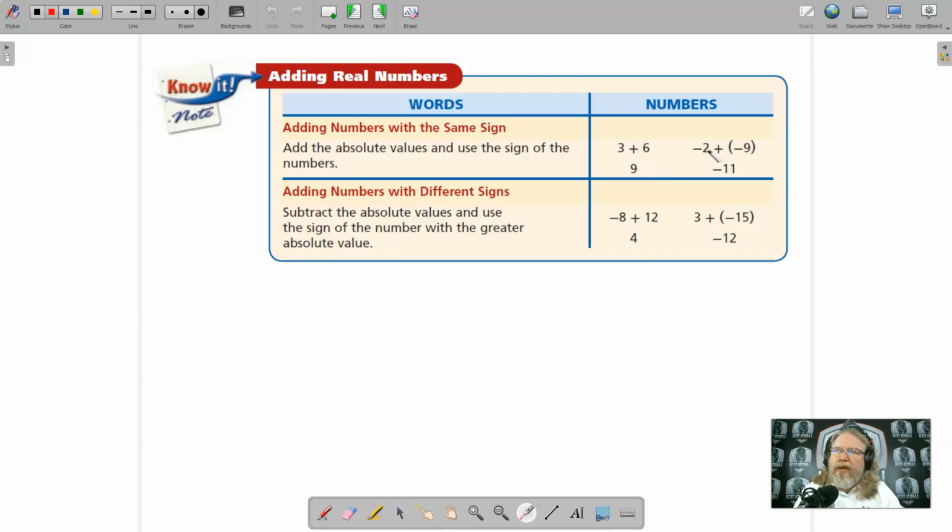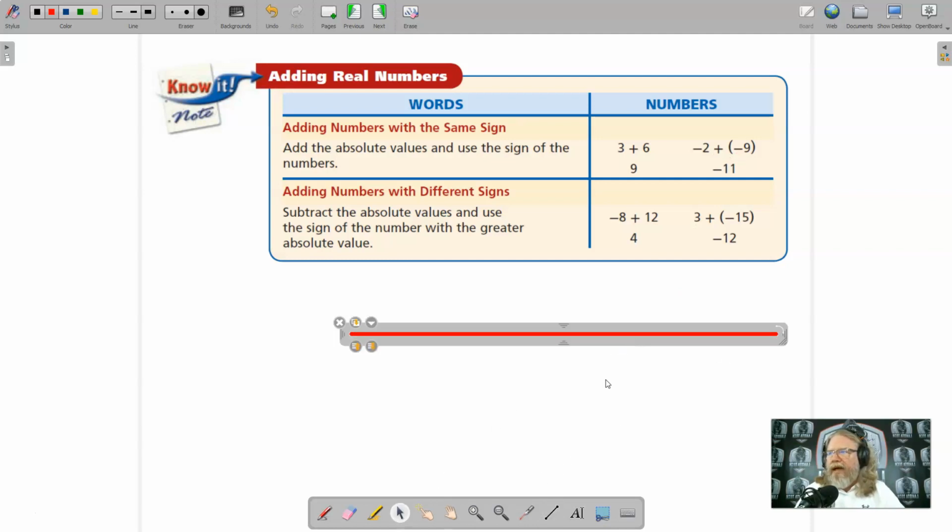Well, what if we're adding two negative numbers together? They're both negative, so let's go ahead and add their absolute values together. Negative 2 has an absolute value of 2, and negative 9 has an absolute value of 9. 2 plus 9 is 11. They're both negative, so the answer is going to be negative. I like to think of this as they just get more negative. Whenever you add two negative numbers together, they're just getting more negative, correct?